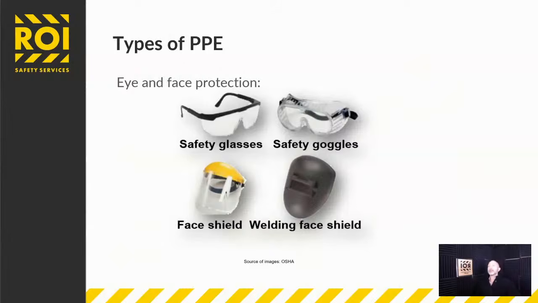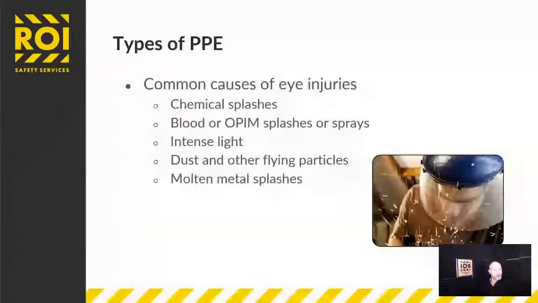Again, personal protection equipment fails. Sometimes it could even be the cause of the injury. So we want to take a look at the common causes of eye injury: chemical splashes, bloodborne pathogens or potential blood splashes, intense lighting, dust.